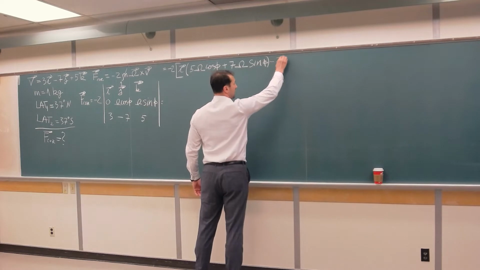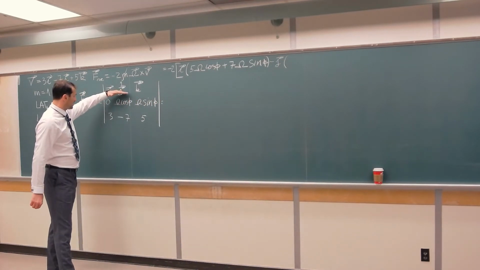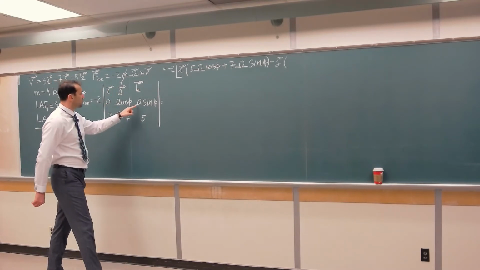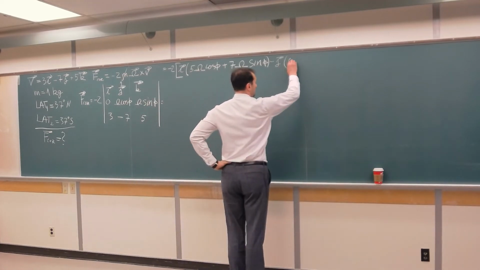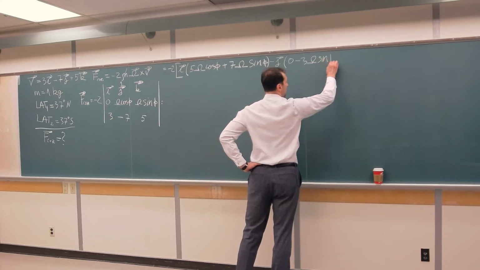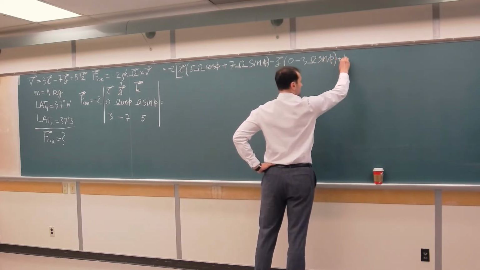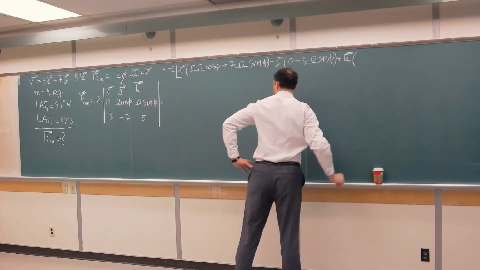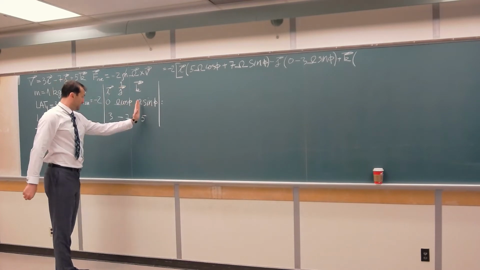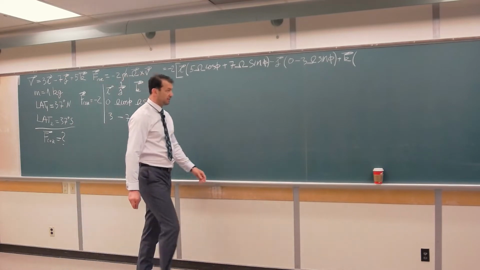Minus in the j direction. In the j direction, I cross this row and this column. I will get 0 minus 3 omega sine phi. And plus, in the k direction, I cross this row, I cross this column, I will get 0 minus 3 omega cosine phi.